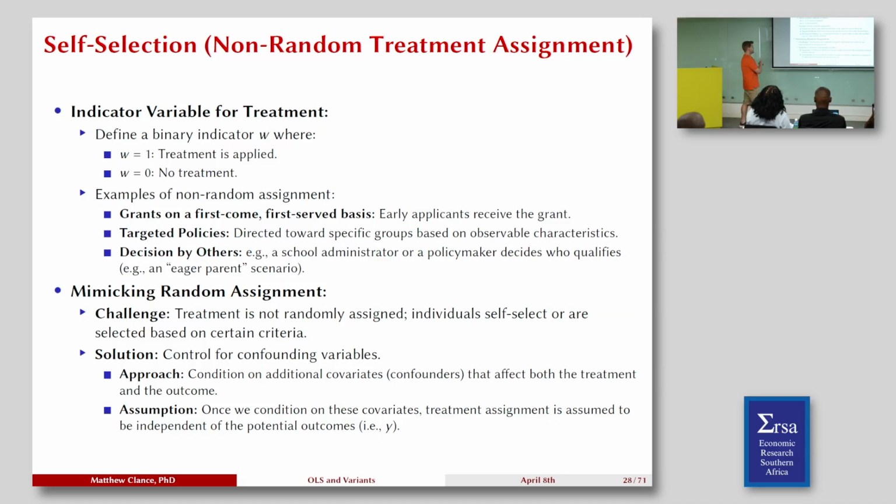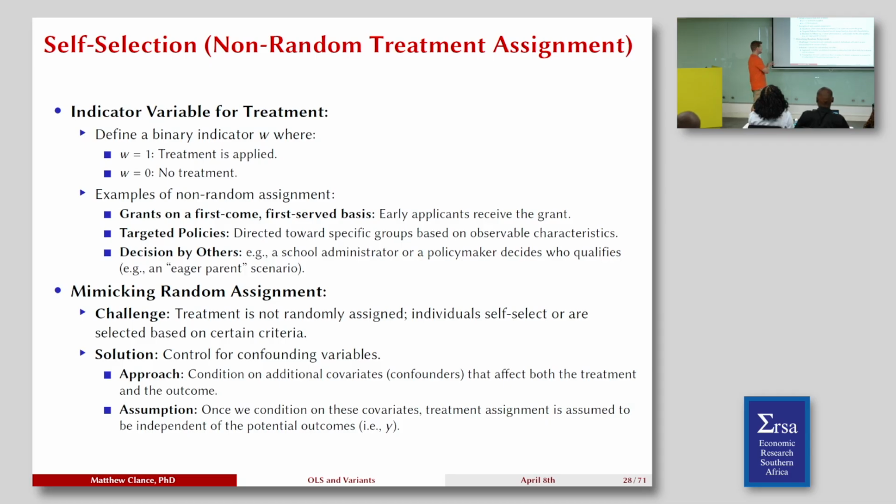Then we have decisions by others. Think about school administrators or policymakers deciding who qualifies. You've got the parent beating down your door because you haven't let their kid in. They might be one of the people getting in next, just because we call it the eager parent scenario. If you want to read about that, it's kind of funny whenever you read it on a blog and they talk about the economics behind it. I don't think it's gotten as bad here yet, but I know in Japan and South Korea it's pretty bad. The U.S. is getting worse.